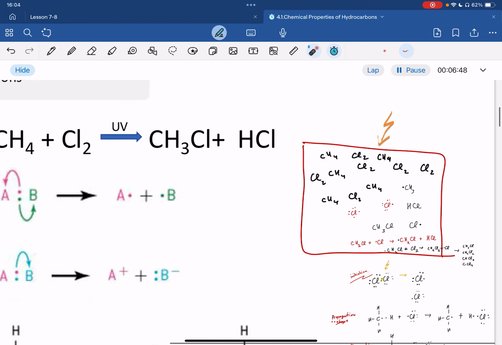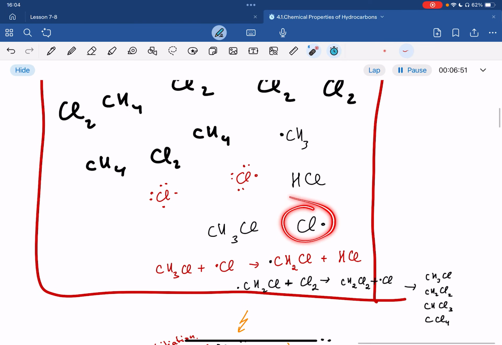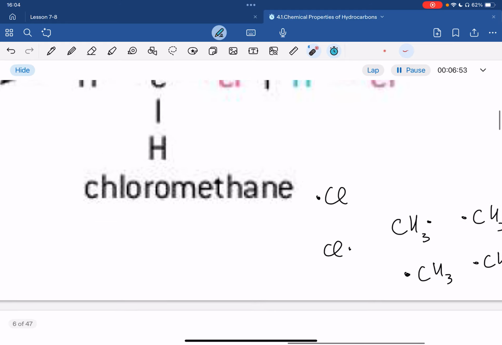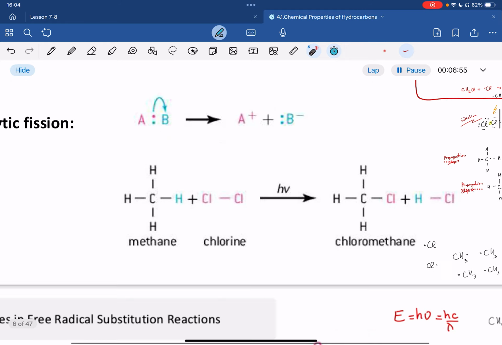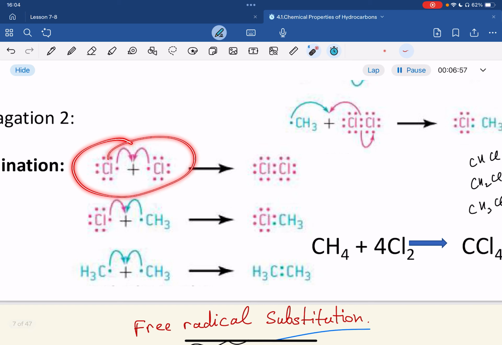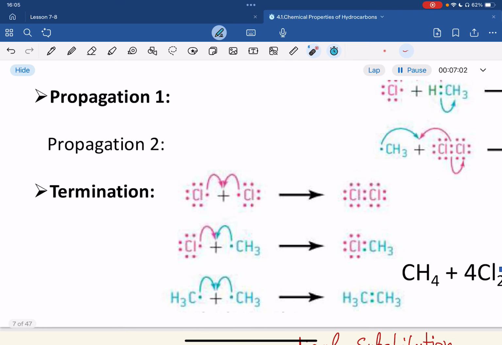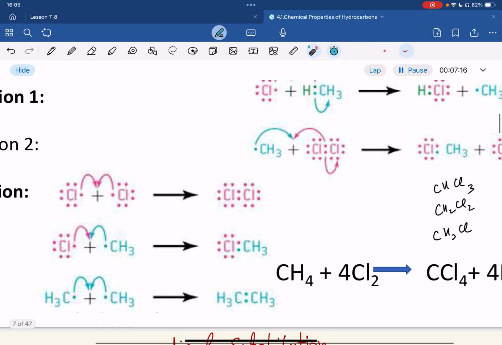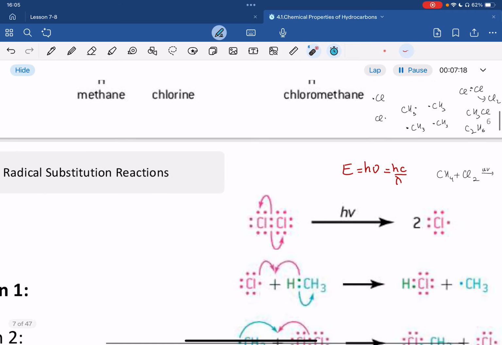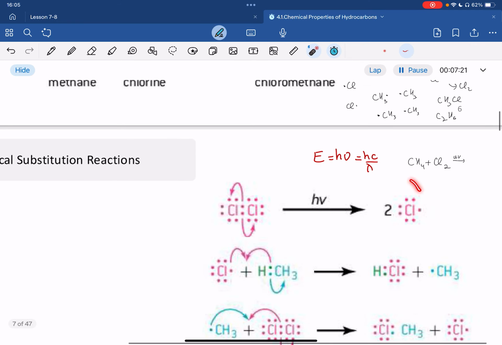At the end, only radicals remain, and the radicals combine with each other. This is called the termination step. In the termination step, the radicals combine and form a molecule. So at the end, all the radicals are gone. In the termination step, we do not have radicals on the product side. In the initiation step, we also don't have any radicals on the product side.